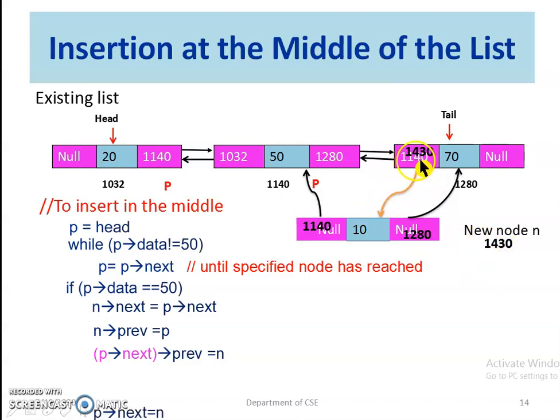Now make the next pointer of p point to the new node n by setting p.next is equal to n. You can see that the next field of p will get the address 1430, which is the address of the new node n. Observe the link getting disconnected. Thus, the insertion in the middle is done.